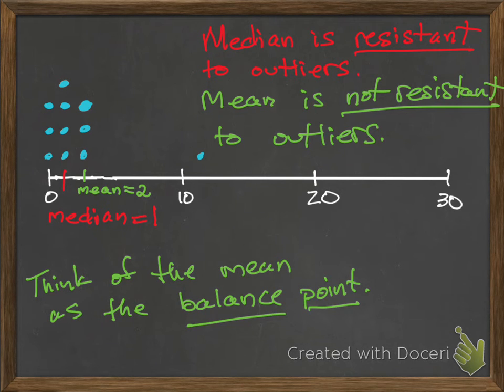Sorry, I may have misspoke a second ago. The mean, however, is not resistant to outliers. The mean changes when you have extreme values, as we just saw. Okay? Very important concept. Okay, last thing I'm going to show you.